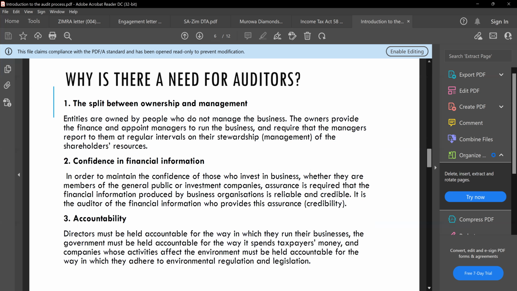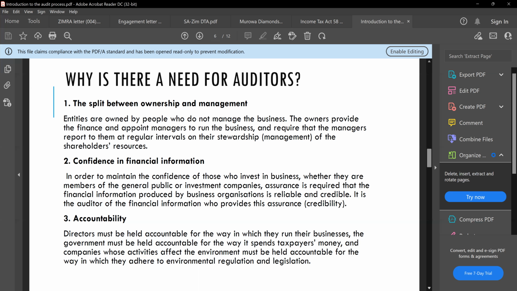So you have owners or shareholders who simply provide the capital and appoint managers to run the businesses. So auditors need to come in and provide assurance that the information which is presented by the managers to the shareholders represents the financial position of the company.